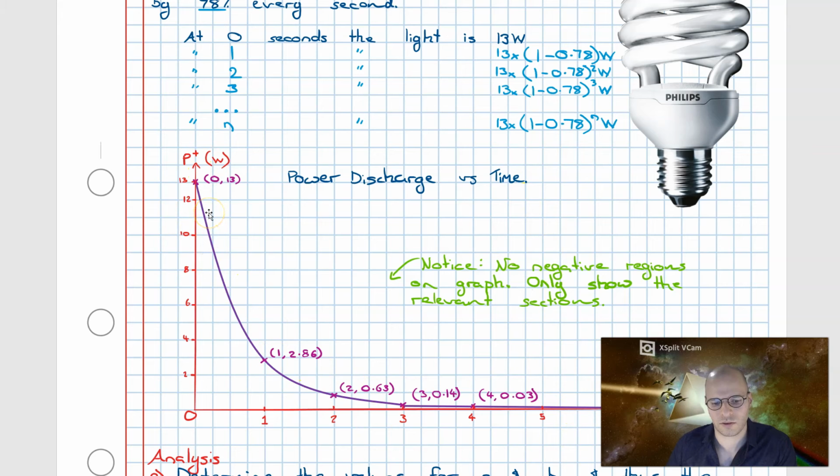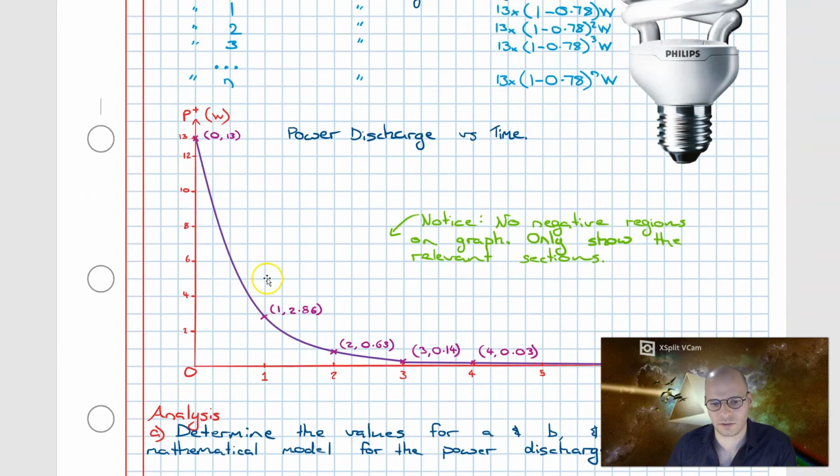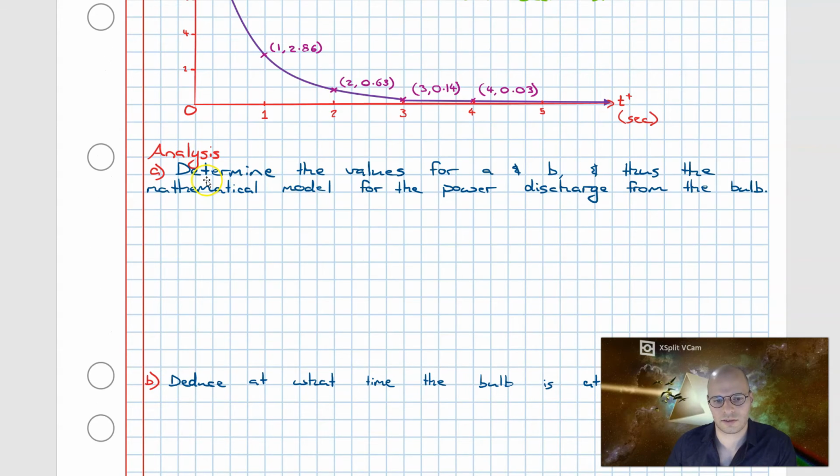Now, using this graph, we're going to perform a few analyses. Now, part A of our analysis. Determine the values for A and B, and thus the mathematical model for the power discharge from the bulb. Or in other words, determine the equation P equals A multiplied by B to the power of t. So what values are we going to have in place of A and B to model this situation?